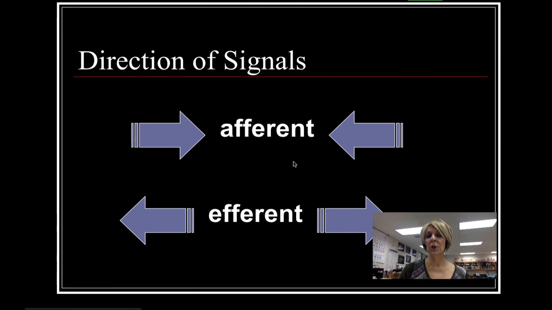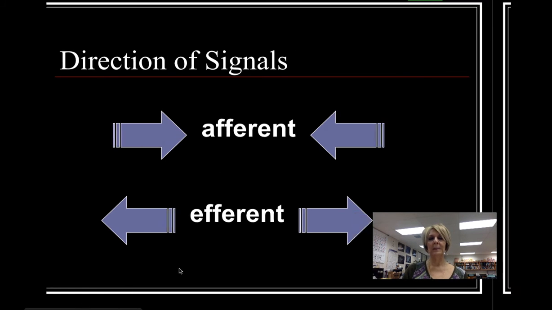One of the important terms that you need to keep track of in anatomy and physiology is the difference between afferent and efferent. Afferent means to, and efferent means away from. They sound very similar, so you need to make sure that you understand the difference. Afferent is always to, usually the brain or the spinal cord, and efferent means away.